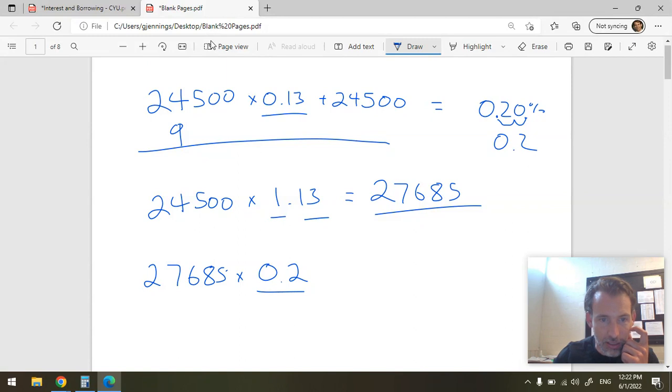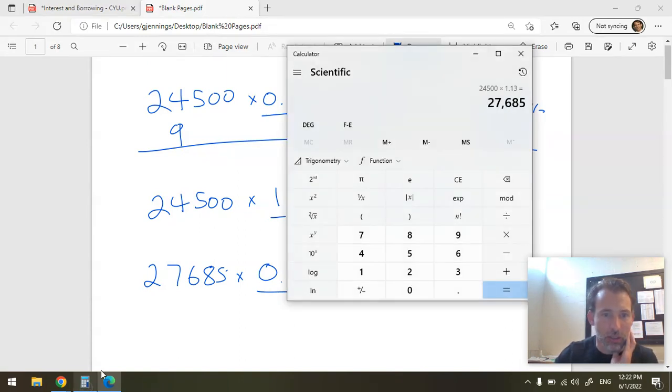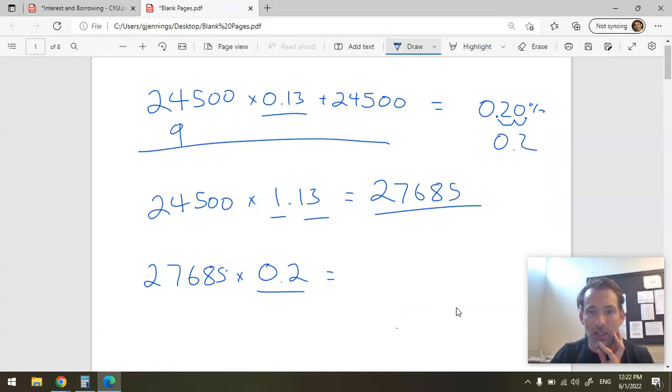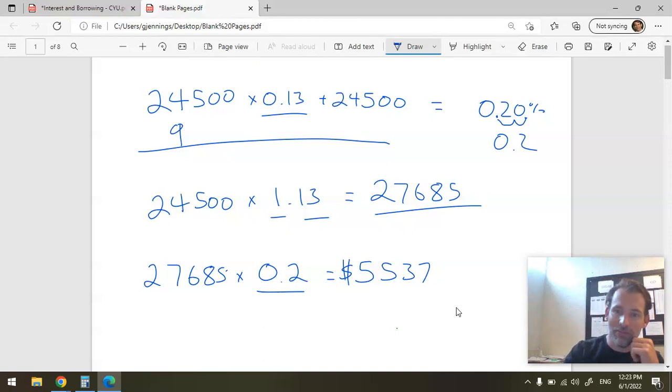Now, this number will be equal to that times 2. So I'm just going to do this. I wrote it out on my calculator, multiply by 0.2, and that gives me 5,537. So I might write a therefore statement at this point. It would sound like this. Therefore, the down payment will be $5,537. So, okay, let's keep going.